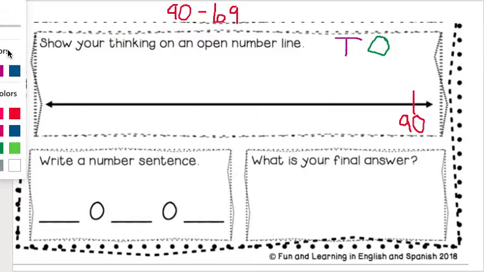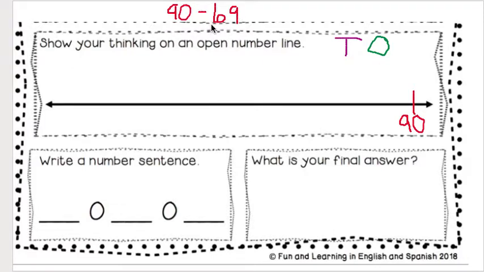Now we get our tens color. We look at our tens place. We have a 6 in the tens place of the second number. Remember, we always look at the second number. So we have a 6. So starting with 90, going backwards, we do 1, 2, 3, 4, 5, 6. And in each one of these, we're going to put minus 10.